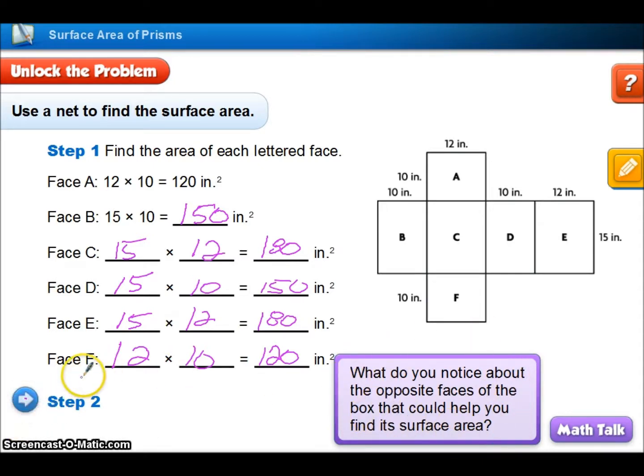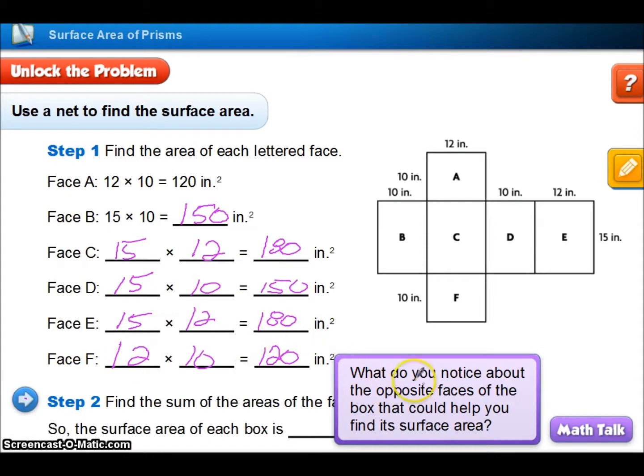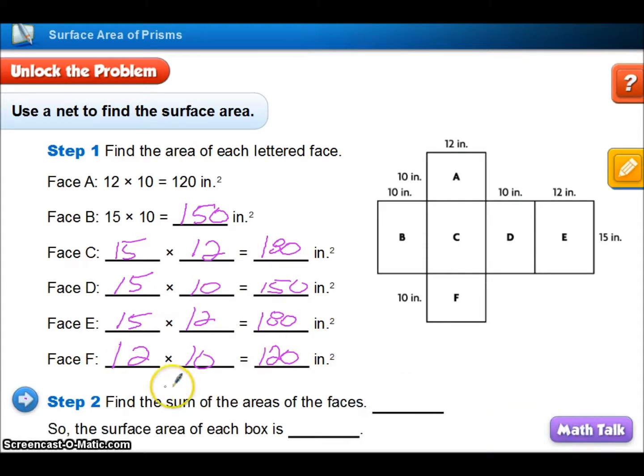So once we go on to the next step, we're going to find the sum of the areas of the faces. When we add all these up, we're going to add 120 plus 150 plus 180 plus 150 plus 180 plus 120, and we get 900 inches squared. And that's the surface area of the box.